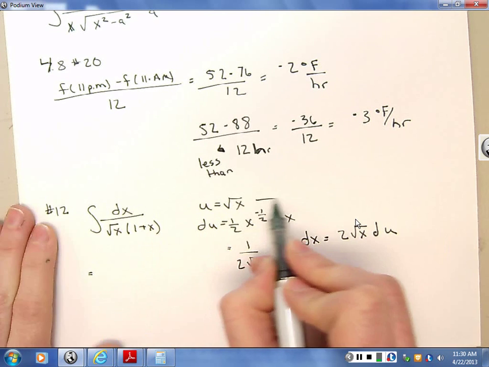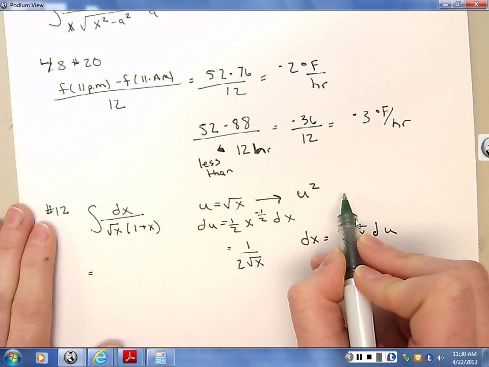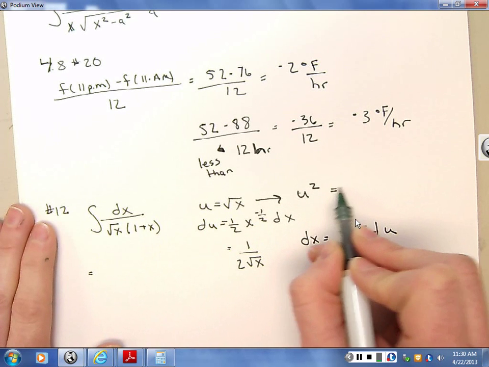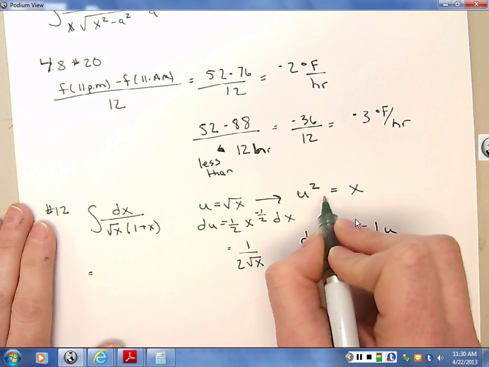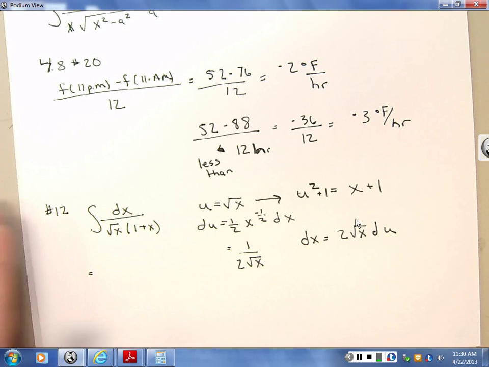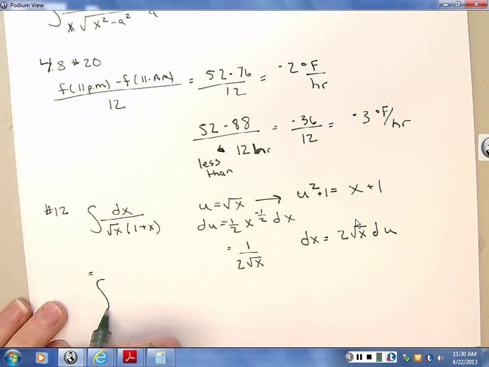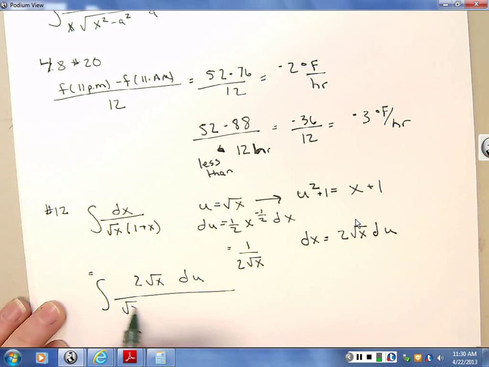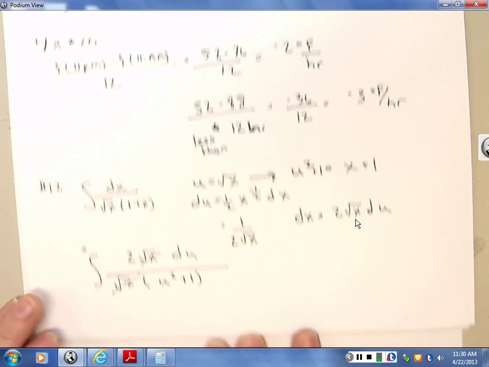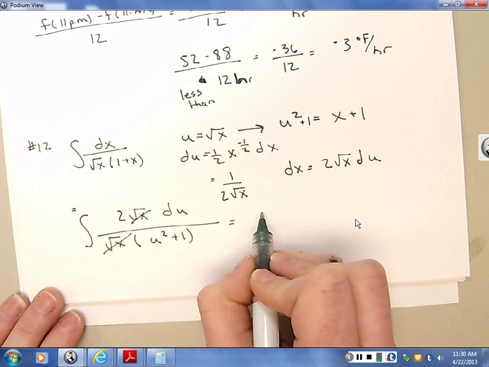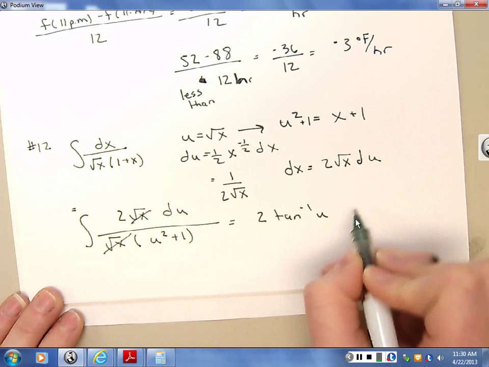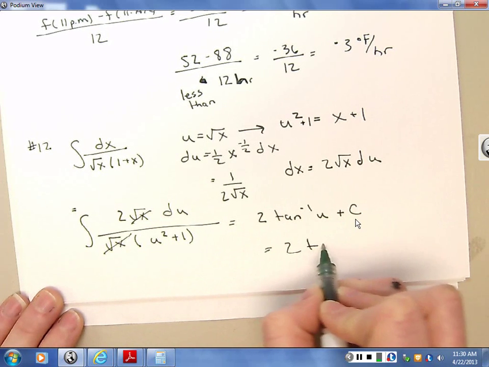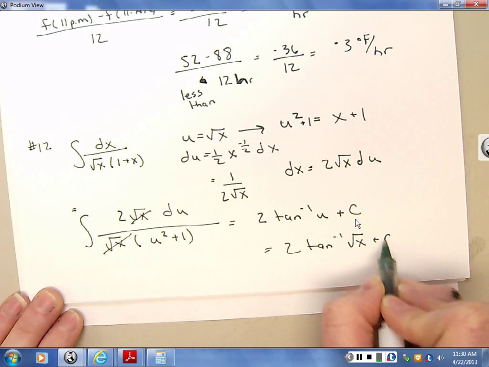If I square both sides here, I have u squared equals x. If I add 1 to both sides, I have x plus 1 equals u squared plus 1. So I have the integral of dx, which is 2 square root of x du, over square root of x times u squared plus 1. The square root of x cancels. And then I have 2 tangent inverse of u plus c, which would be 2 tangent inverse of the square root of x plus c.